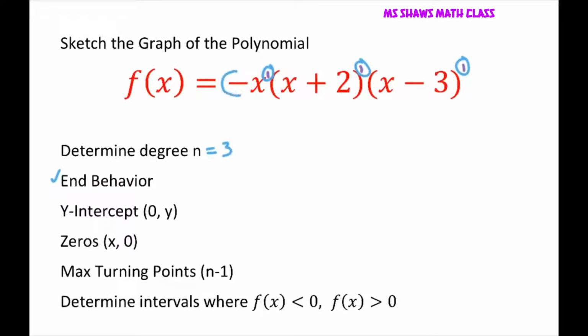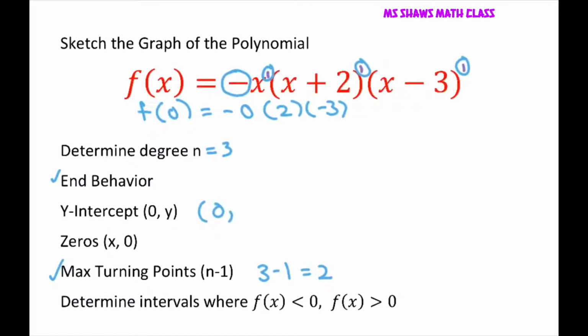We also know that it's negative here, so that's going to be important. Now, it has maximum turning points at n, which is our degree, minus 1. So we can have at most 2 turning points. Our y-intercept is when x is 0. So if you plug in 0 here, you get negative 0 times 2 times negative 3. That's just going to be 0. So our y-intercept is at (0, 0).